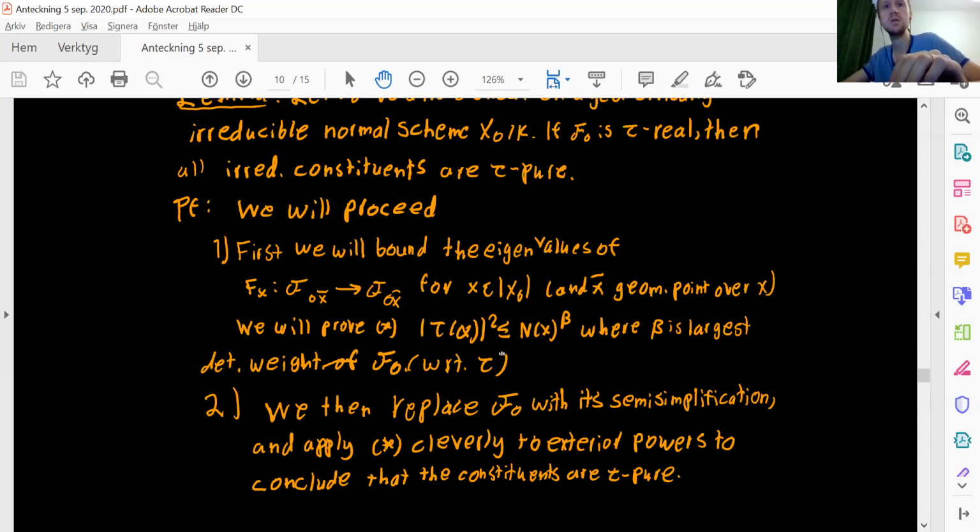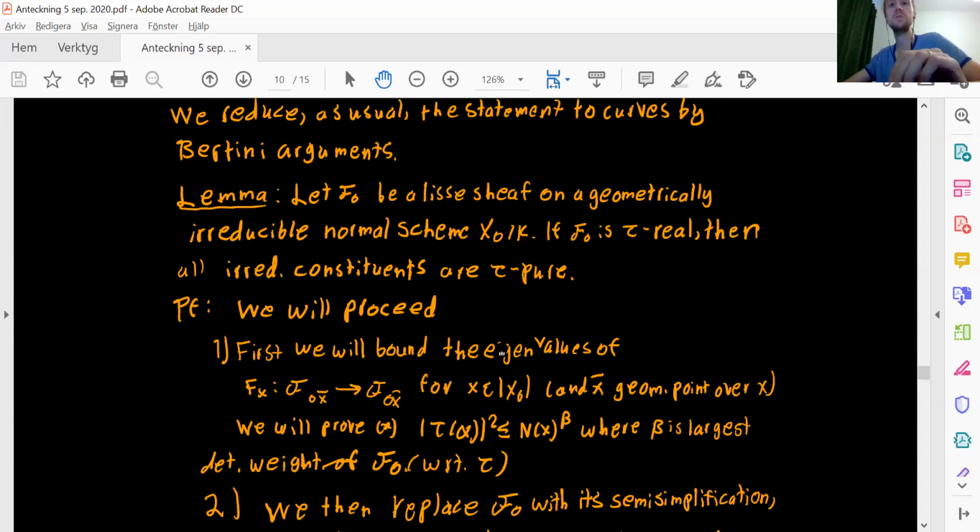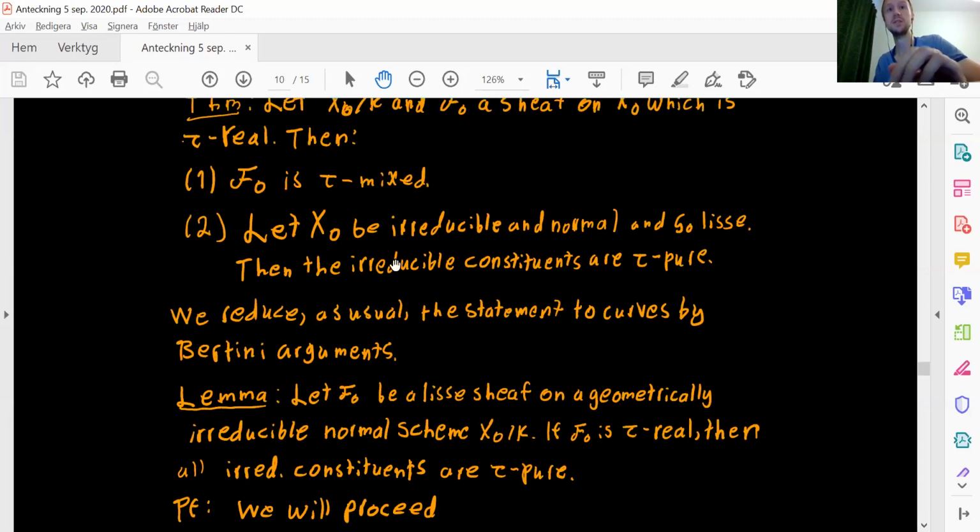Actually, X0 should be a curve here. So the lemma should be that we have a lisse sheaf F0 on a geometrically irreducible normal curve X0 over k. Then if F0 is tau real, then all irreducible constituents are tau pure. So you should read normal curve here instead of scheme. That's what we will prove. This is the curve version of this statement.